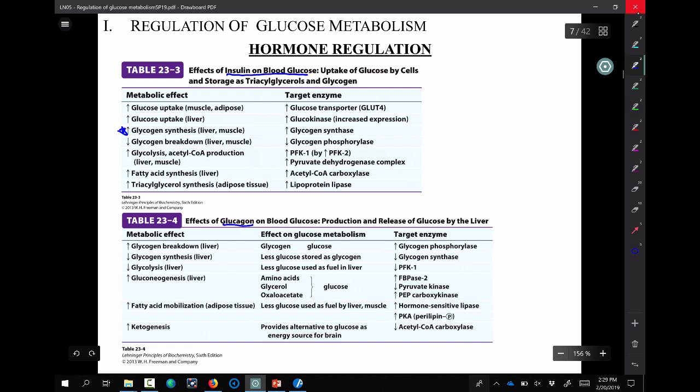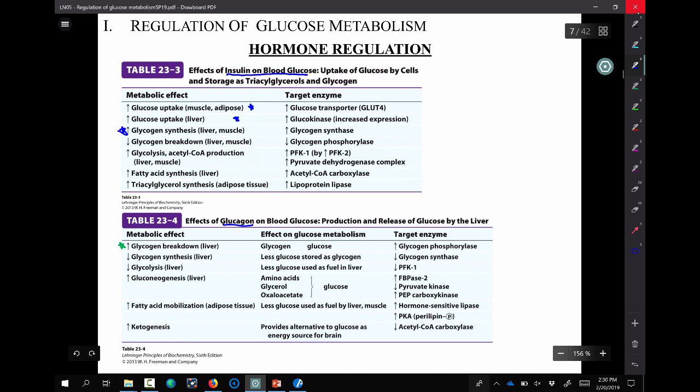Insulin will lead to glycogen synthesis in the liver and the muscle, whereas glucagon will lead to the breakdown of glycogen in the liver. That's typically how we think about these two. They have kind of opposing effects. Insulin is excreted in response to a fed state, high blood glucose levels. Glucagon is excreted by the pancreas in response to low blood glucose levels, usually in a fasted state. Now, as you start to look at insulin at the top there, you'll notice that it's going to lead to glucose uptake in a variety of tissues.